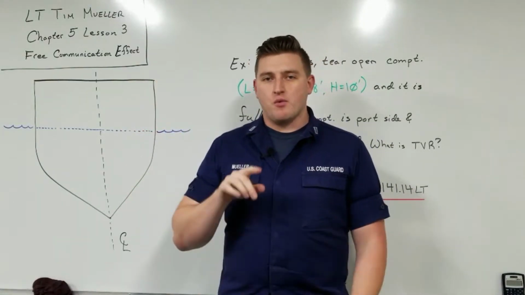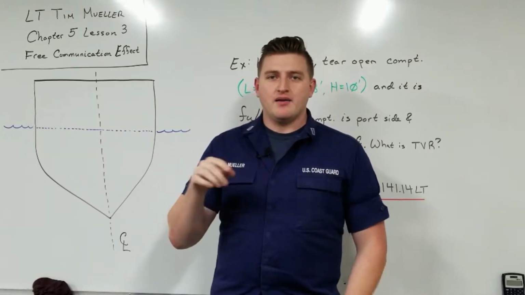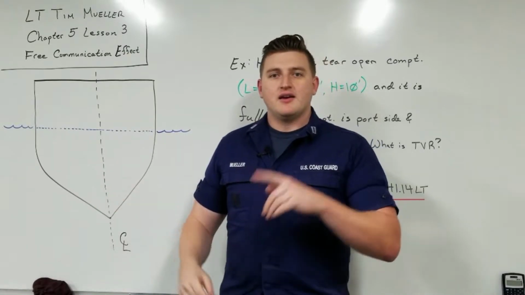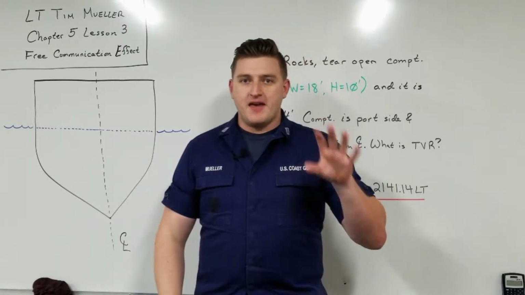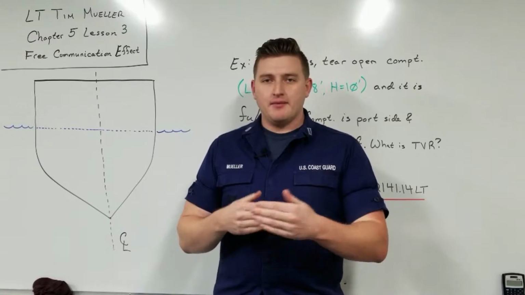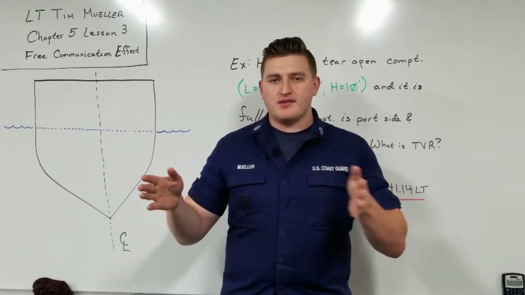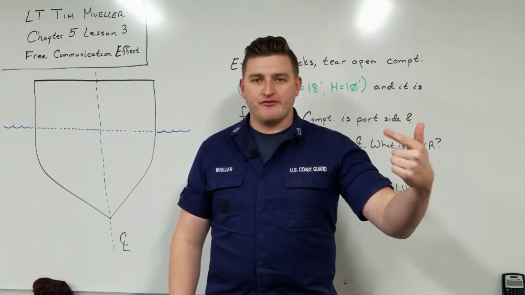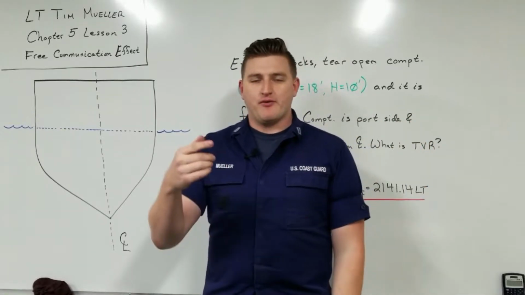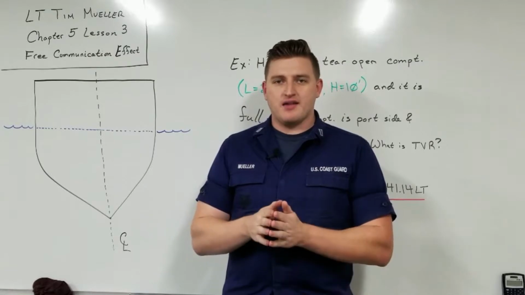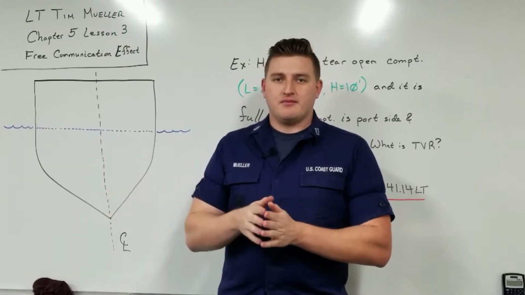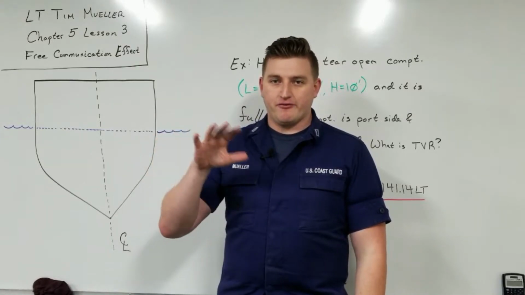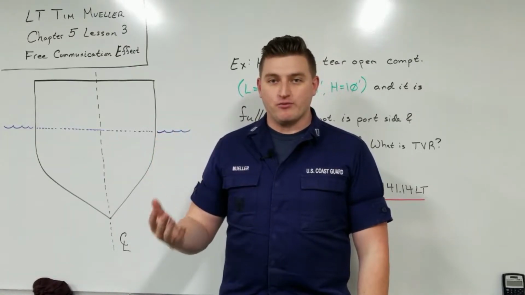Now with this, we have that Y squared. Y being the horizontal distance from the center line to the center of gravity of the compartment itself is the most influential term. If we double Y, so if we have a compartment twice as far away from the center line, then we increase the effect of the free communication by 4. If that center of gravity moves in, if Y gets cut in half, then we reduce the free communication effect by a factor of 1/4.